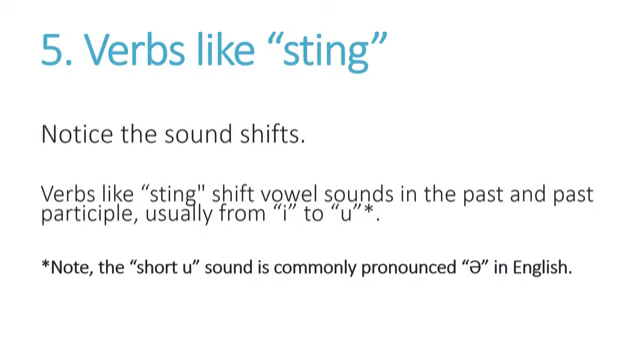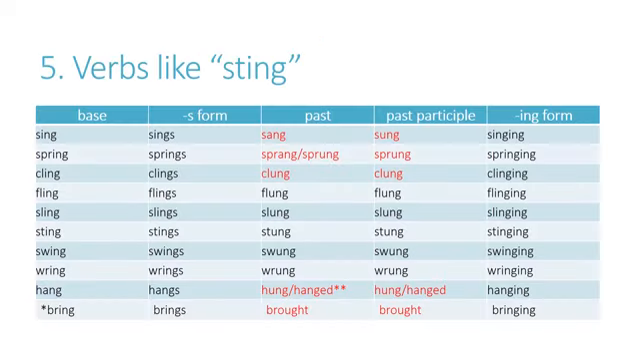With verbs like sting, it follows a very similar pattern, but there's one small difference here. You will have the sound shifts, and you notice these sound shifts are a little bit different. Verbs like sting shift vowel sounds in the past and the past participle, usually from I or E to the short U sound, which is commonly pronounced in English. Let's look at some examples. We'll start with the verb sing.